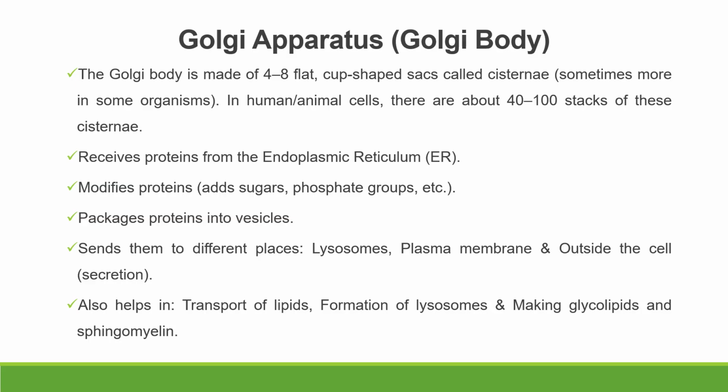vesicles. There will be formation of vesicles, and those vesicles are sent to different places like lysosomes, the plasma membrane, and outside of the cell, which you can call exocytosis. Also, it helps with the transportation of lipids, formation of lysosomes, and making glycolipids and sphingomyelin. So these are the functions and the process of the Golgi apparatus. In the next slide, you can see it in more detail.